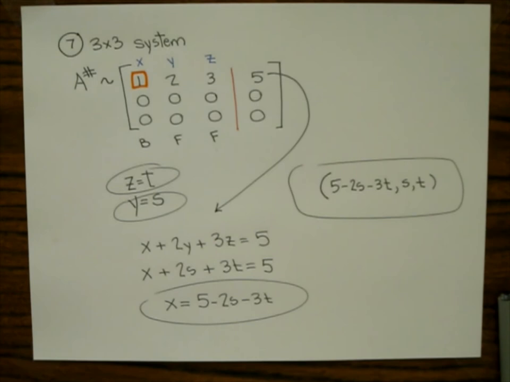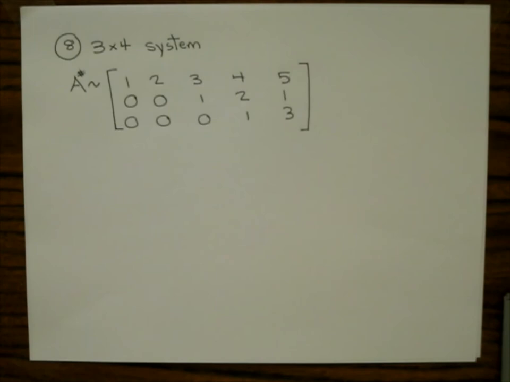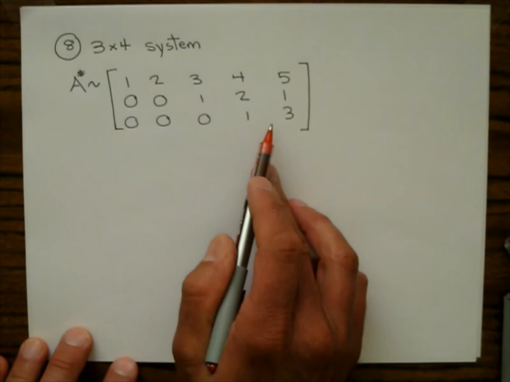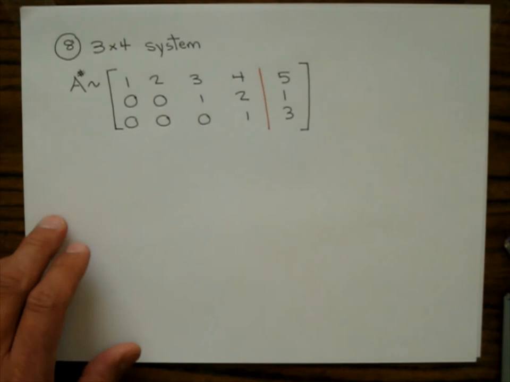Let's go ahead and do two more problems that are like this, and then I'll show you an application with circuits. Okay, a 3x4 system. Now, you might be looking at this and going, well, Joe, it looks like you got it wrong, because this is a 3x5 matrix. But remember, 3 describes how many rows or how many equations, and 4 describes how many variables. And so, I do have 4 variables. They are X, Y, Z, and W.